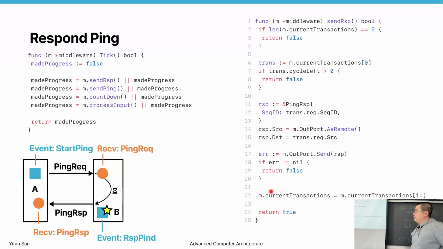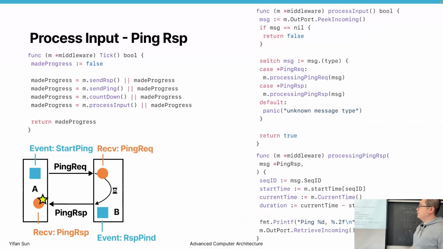And eventually, this is the critical point. We know this is done. Now we simply remove the transaction. This is pop it from the beginning, and remove the 0. We only keep from 1 and on. Okay. Then this is a critical point, and we return true. We made progress, we return true.